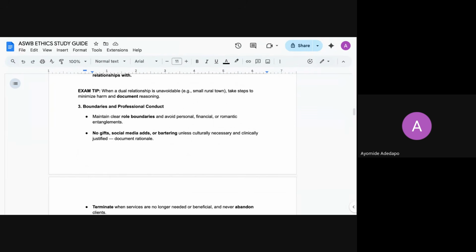When it comes to gifts and bartering, right? We don't accept gifts or bartering services unless that is what's being done in that town. And when it comes to gifts, it has to be something culturally necessary. Let's say a client says, in my culture, these kinds of hats are really important. They mean X, Y, and Z. Let's say it was very inexpensive or something handmade, then yeah, we can accept it, but we want to document why.